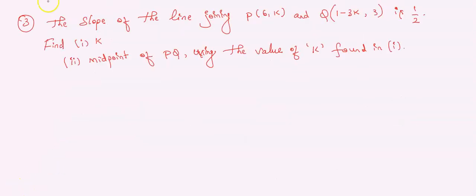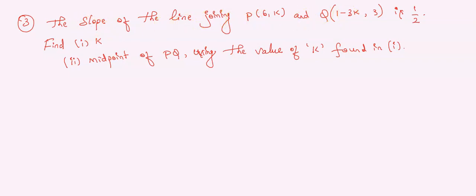See students, the third question here is: the slope of the line joining P(6, k) and Q(1 minus 3k, 3) is 1 by 2. Find option 1, k, and option 2, the midpoint of PQ using the value of k found in sub question 1. Very interesting question.